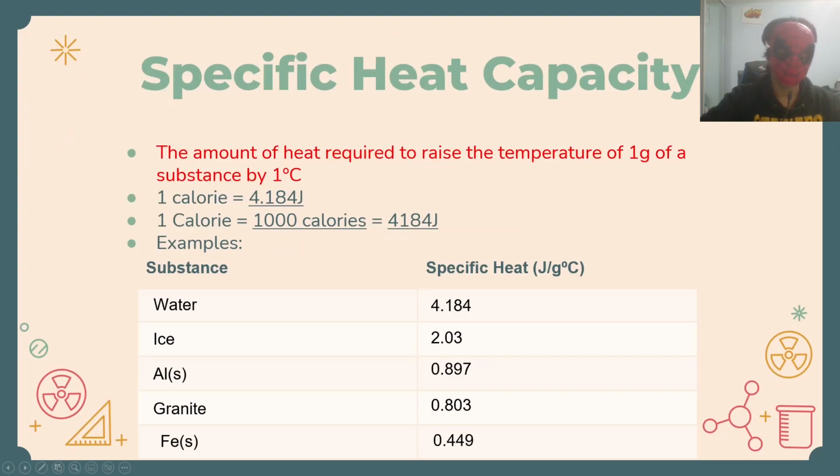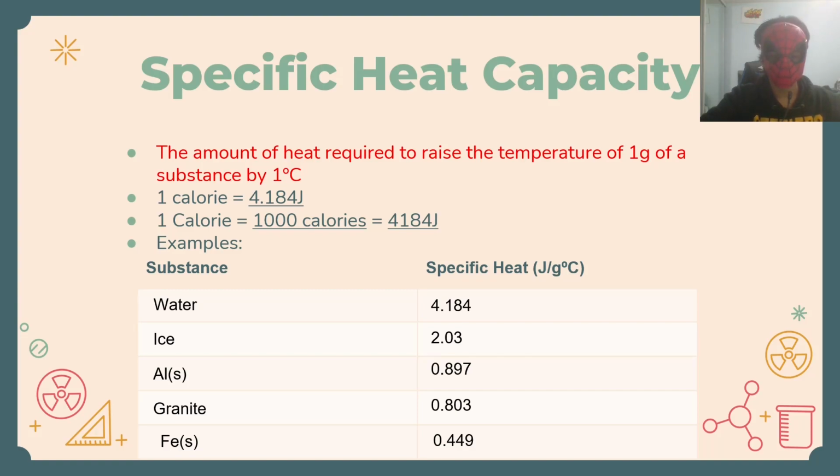So in this slide, we will discuss a key concept in calorimetry, specific heat capacity. So specific heat capacity is defined as the amount of heat required to raise the temperature of 1 gram of substance by 1 degree Celsius. It is usually represented by the symbol C and has a unit of joules over kilograms times degrees Celsius.